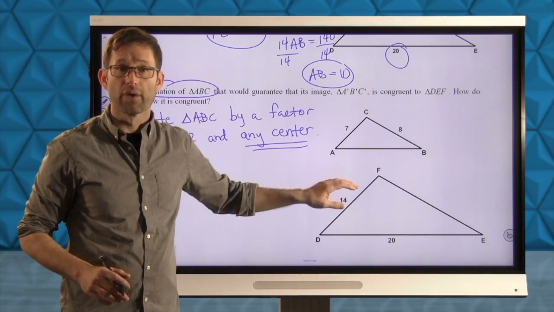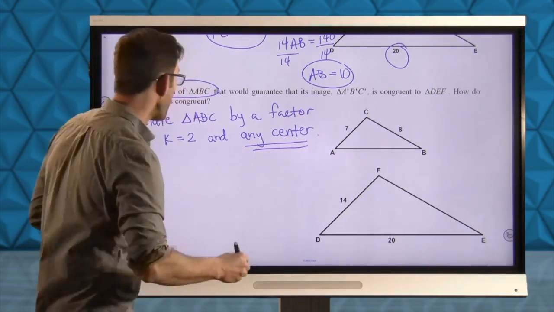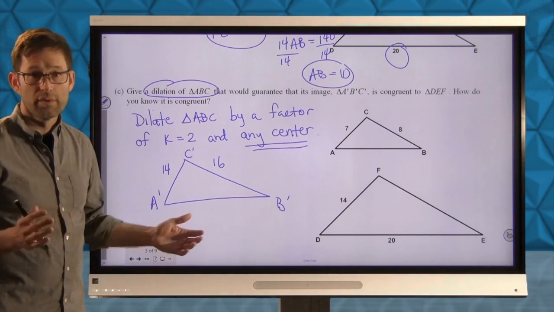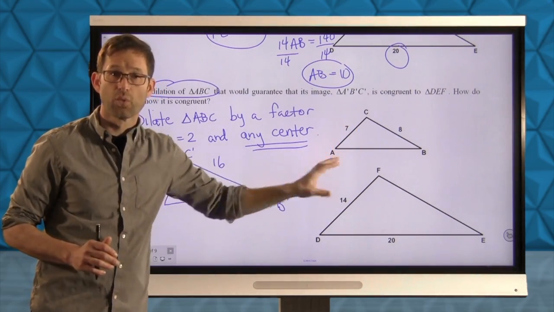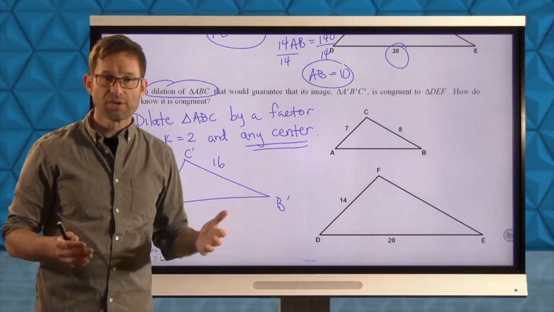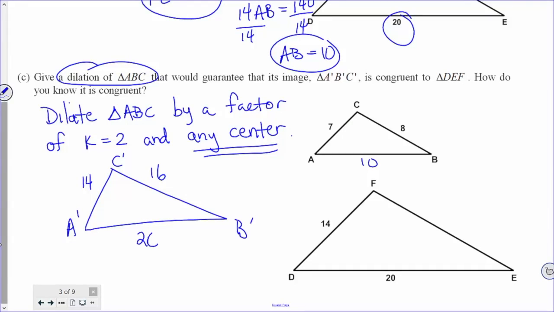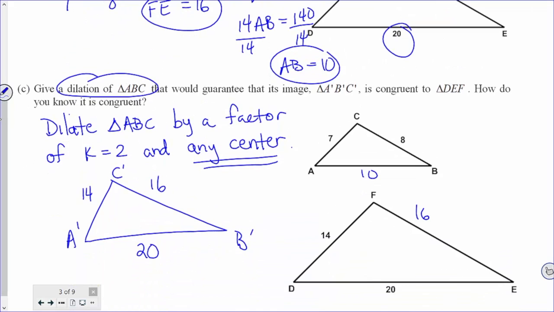All I need is the image of this triangle to be congruent to this one. I don't need it to lie on top of this one. I just need it to be congruent to it. Once we do that, we will have A prime, C prime, B prime. We would have this to be 14, this would be 16. And even after all the other work that we have, we would now know that all the angles of these two triangles were the same, and all the side lengths would also be the same. They would all be the same length. In fact, since we knew back in the first part of the problem that this is 10, this would now be 20. We also learned in the last problem that this was 16.